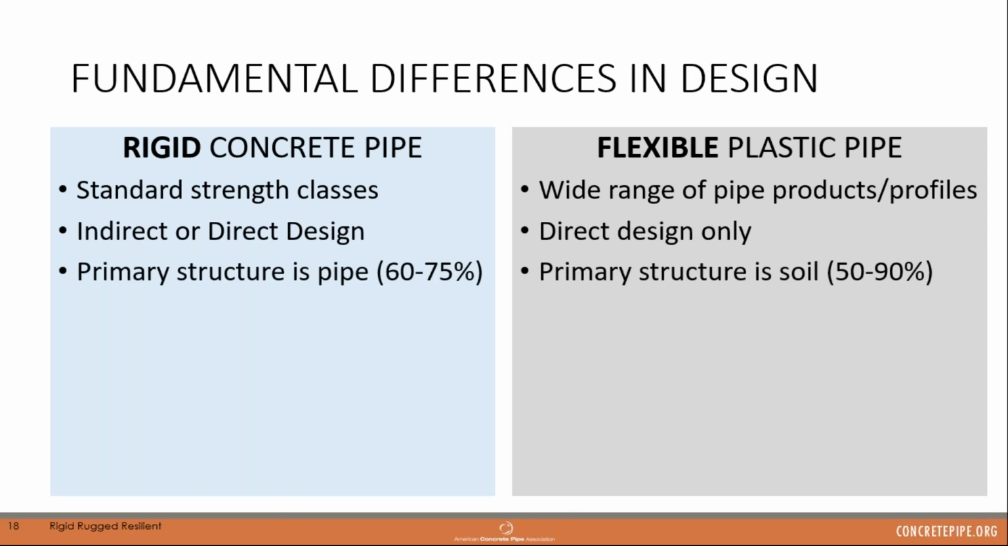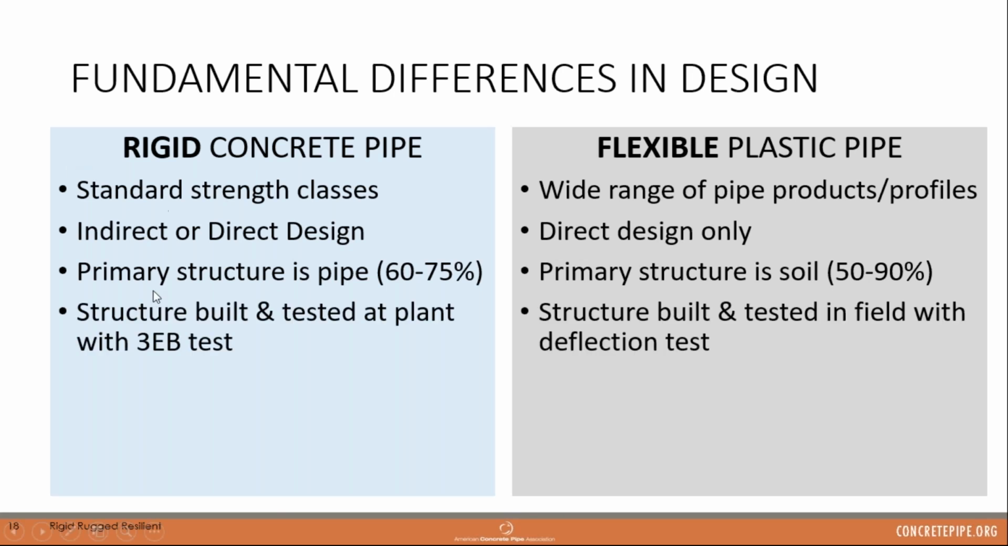And then next, we want to point out that in a rigid pipe, the primary structure, what's primarily carrying the load, is the pipe itself. So the primary portion of your design is designing the pipe. So selecting the appropriate pipe class is really the majority of what you're doing for the design. For a flexible pipe system, the primary structure is provided by the soil. So the primary part of your design is designing the soil structure around the pipe.